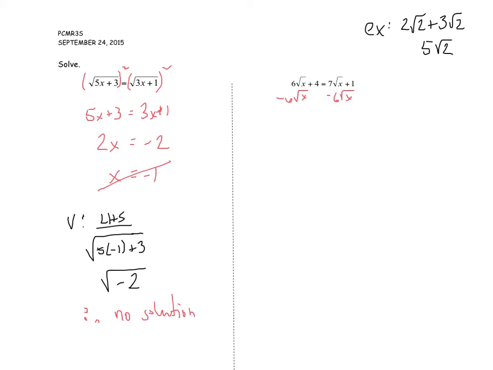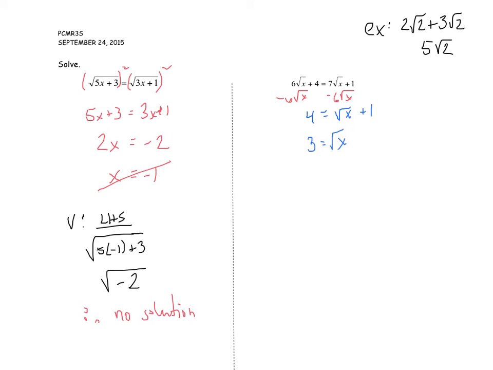Okay, so what do we have left? We have 4 left on this side. On this side, we have 7 square root of x minus 6 square root of x, which leaves 1 square root of x. And we have a plus 1. Notice that the 4 and the 1 are not part of the square root. The square root does not extend over them. Here it extends over, here it does not. Okay, so now I'm going to move this 1 over to the other side, so subtract 1 on each side.